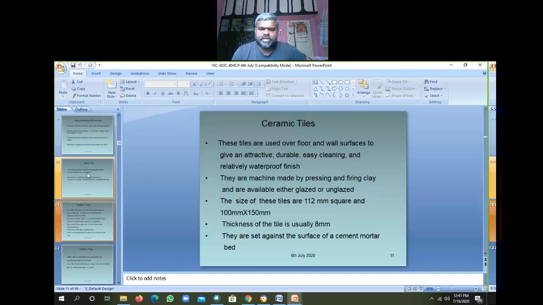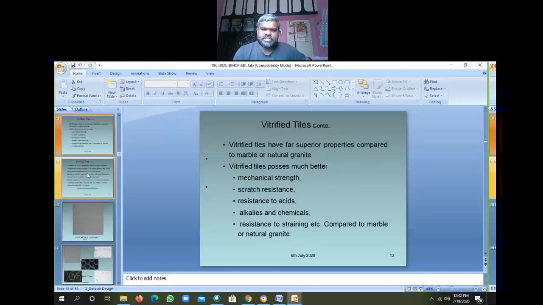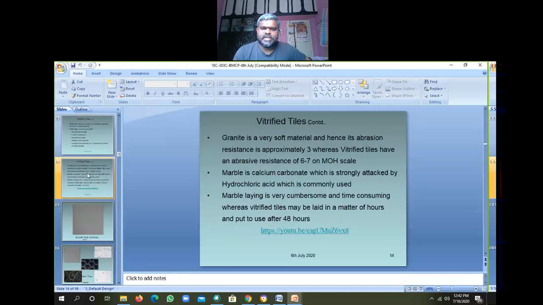Ceramic tiles are used for floors and wall surfaces, right? They are machine made by pressing and firing the clay. And vitrified tiles are manufactured using white clay imported specially from Ukraine. Vitrified tiles also have good mechanical strength, scratch resistance, and resistance to acids. Granite is a very soft material and hence its abrasion resistance is approximately 3, whereas vitrified tiles have an abrasion resistance of 6 to 7 on the Mohs scale, a measurement of hardness. So these tiles also we have seen.